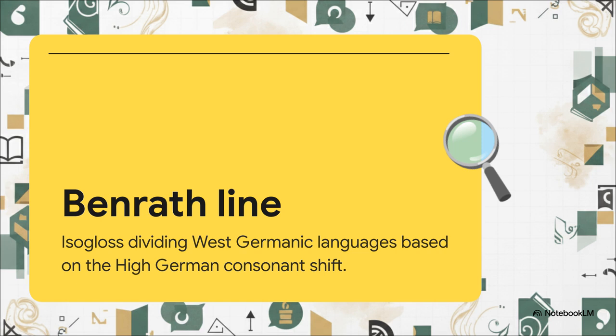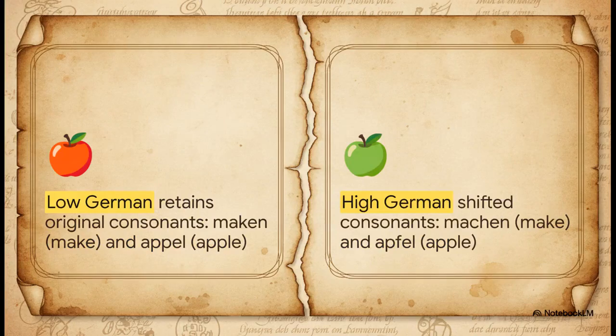Basically, between the 3rd and 9th centuries AD, this phenomenon called the High German consonant shift rippled through the southern parts of the West Germanic dialect continuum. It created this firm, physical and phonetic border right across Germany, effectively splitting the northern Low German dialects from the southern High German varieties. And look at how this physical shift literally mutated the words.